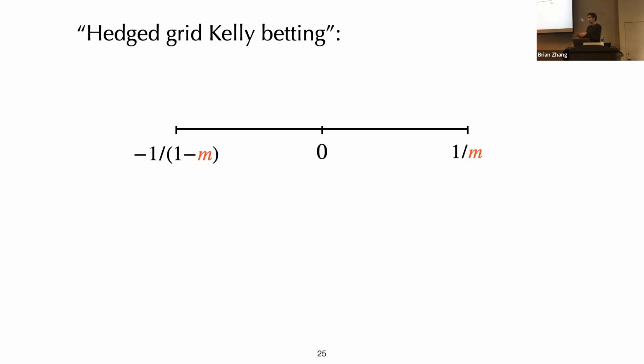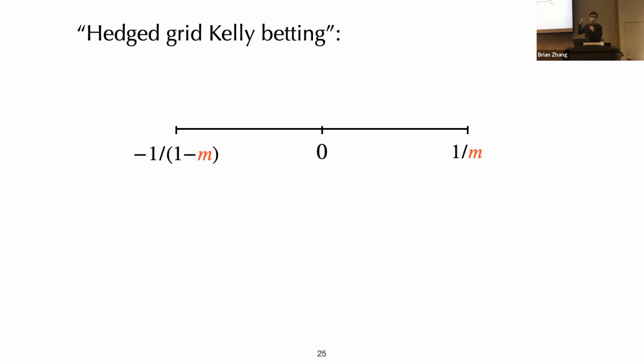There's a whole line of literature on that in different subjects, and we were motivated by that. We do have some algorithms that are akin to that, but this is not really Kelly betting. We were motivated by Kelly, and so we named a lot of our algorithms after Kelly. Here's the example. You can choose lambda between -1 over 1 minus m and 1 over m, right?